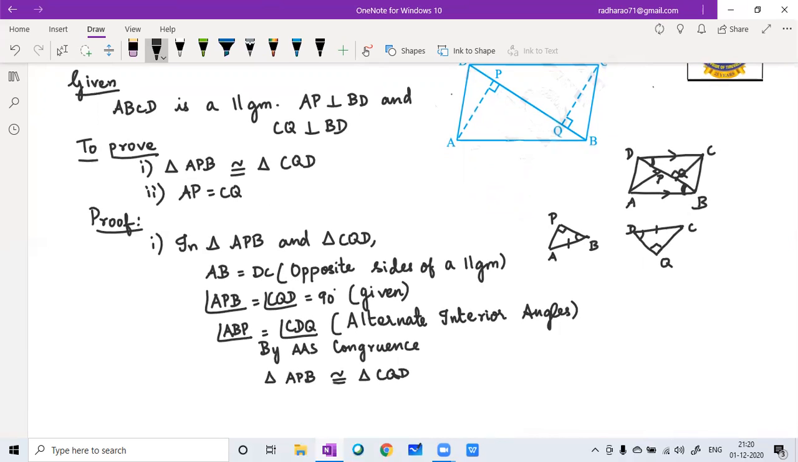And what is the next one? You have to prove AP is equal to CQ. You know, if any two triangles are congruent, not only one side will be equal, the other two sides will also be equal by CPCT. So AP will be equal to CQ by CPCT. What is CPCT? CPCT is nothing but corresponding parts of congruent triangles. Since triangle APB and triangle CQD are congruent, AP is equal to CQ by CPCT. So hence we have proved the 10th question also, using congruence.